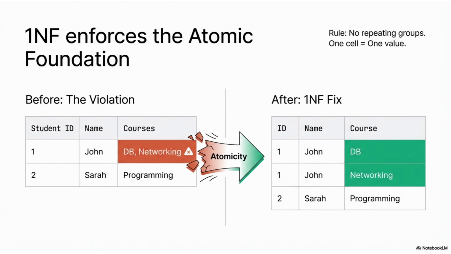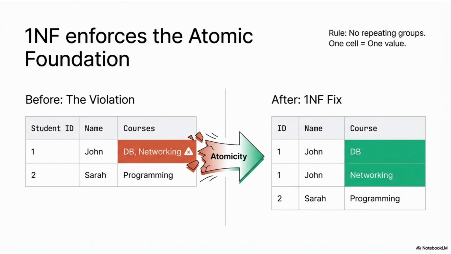We are, and that's a really keen observation. We are solving the nesting problem, the lists inside cells, but we are momentarily creating a duplication problem. But that's okay for now. 1NF just cares that the data is atomic. No lists, no repeating groups.